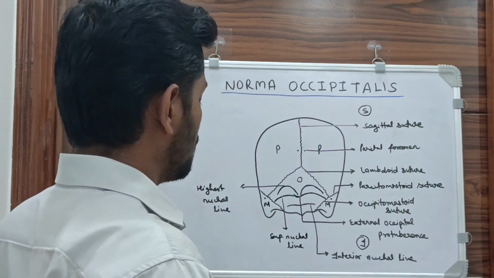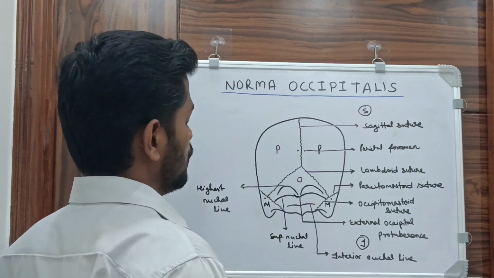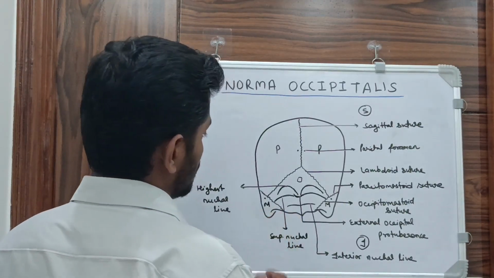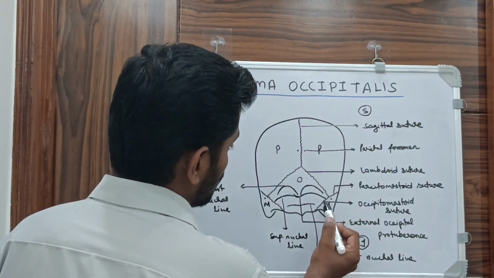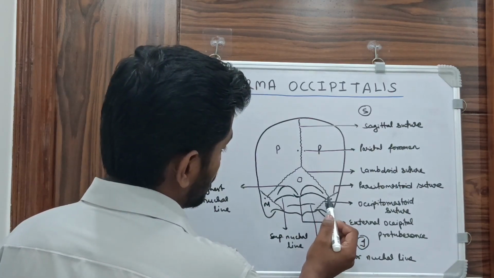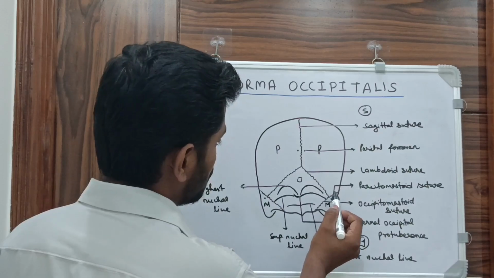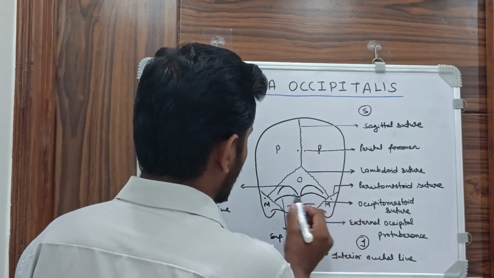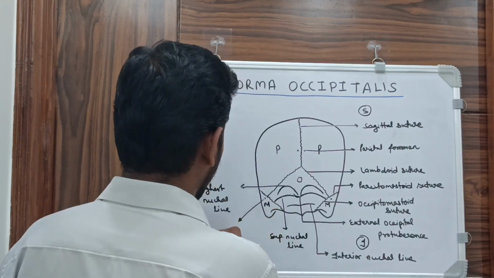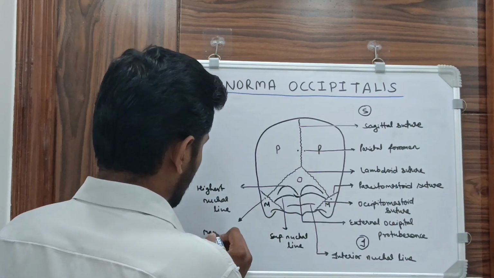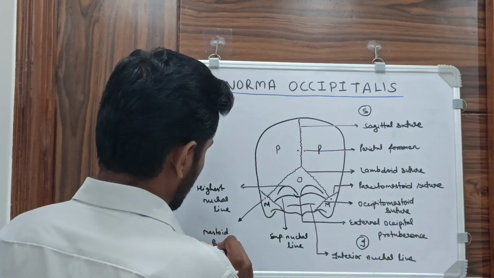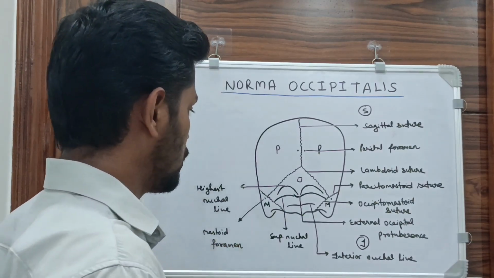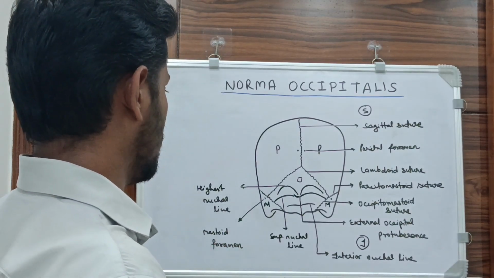Now on the mastoid part of the temporal bone we have a foramen which is near to the occipitomastoid suture. This foramen is known as the mastoid foramen. From this foramen, the emissary vein passes.